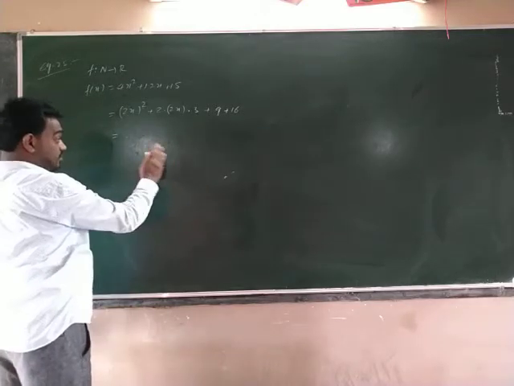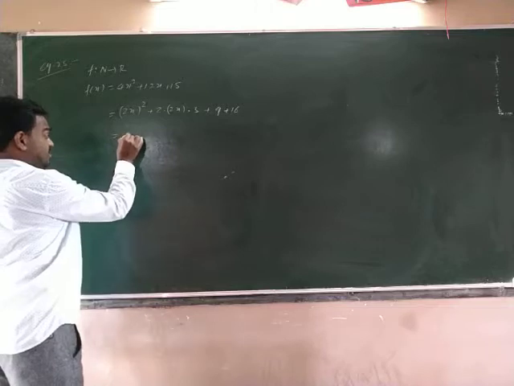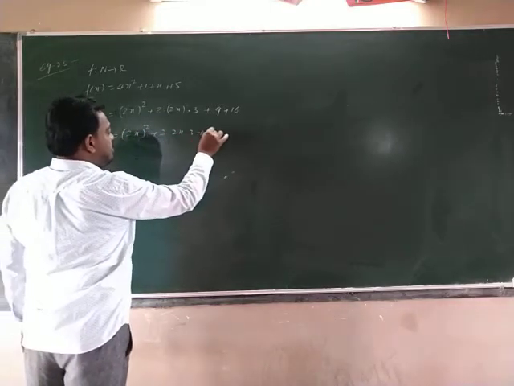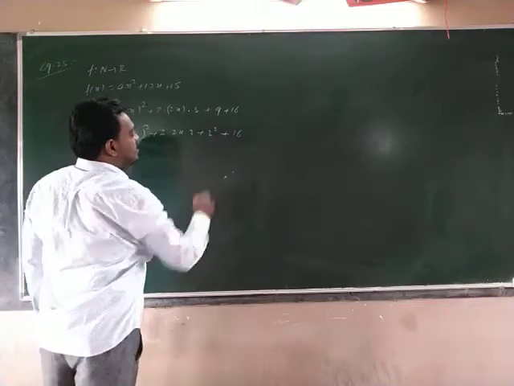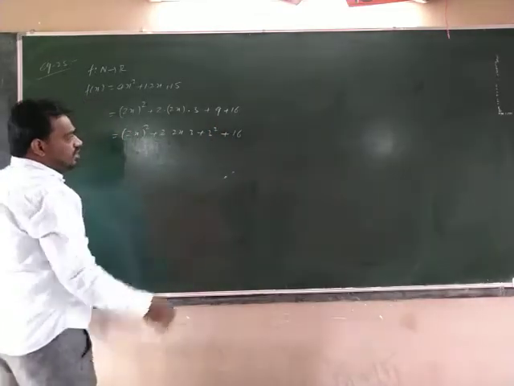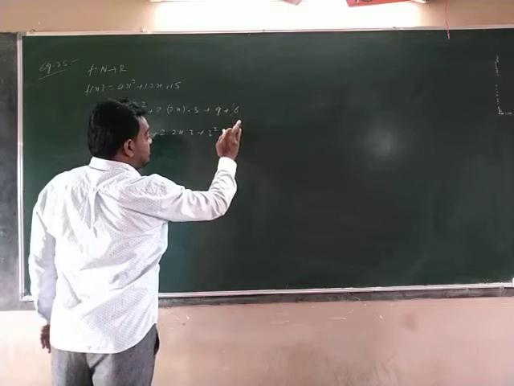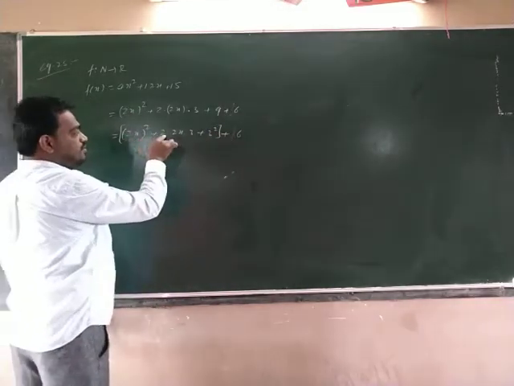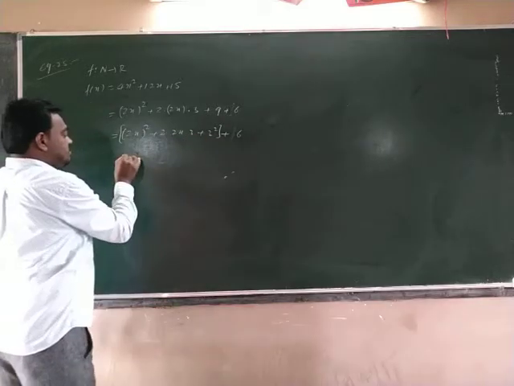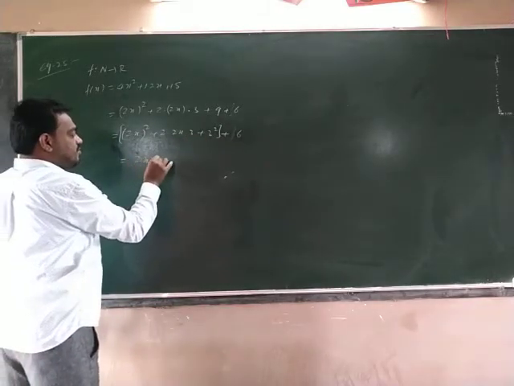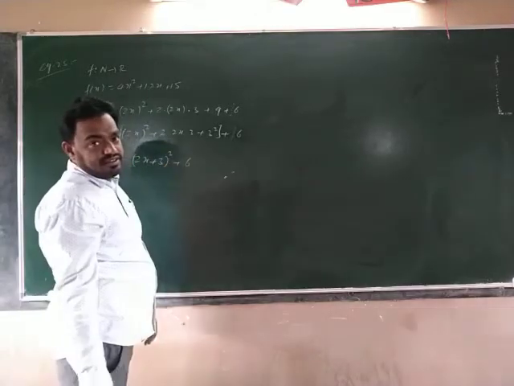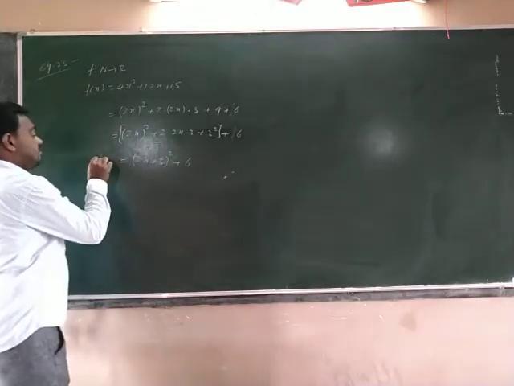Otherwise we do one thing. 2x whole square plus 2 into 2x into 3 plus 3 square plus 6. So this is in the form of a square plus 2ab plus b square. This is nothing but a plus b whole square: 2x plus 3 whole square plus 6. Right? This is the f of x.